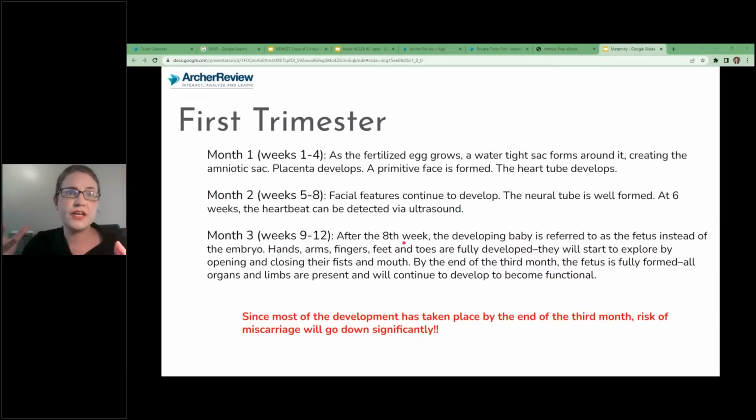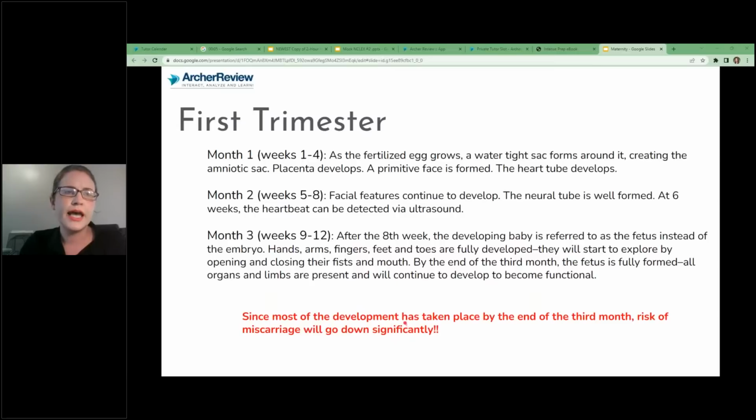Hands, arms, and fingers and toes will be fully developed, and they're going to start to explore. They're going to open and close their fists. They're going to put them in their mouth. And by the end of that 3rd month, the fetus is really fully formed. All of the organs and limbs are present, but they're going to continue to develop and become functional over time.